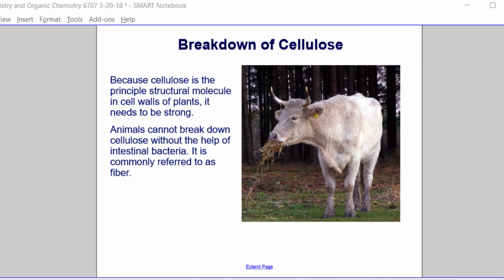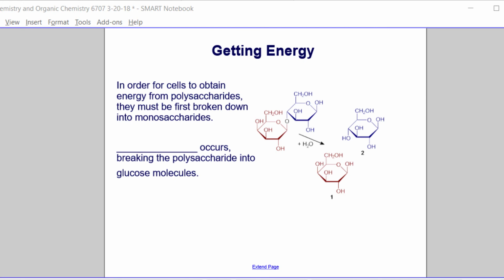Because cellulose is the principal structural molecule in cell walls of plants, it needs to be strong. Animals cannot break down cellulose without the help of intestinal bacteria. Cellulose is commonly referred to as fiber. And so how do we get energy from these polysaccharides? Well, they first have to be broken down into monosaccharides, into glucose.